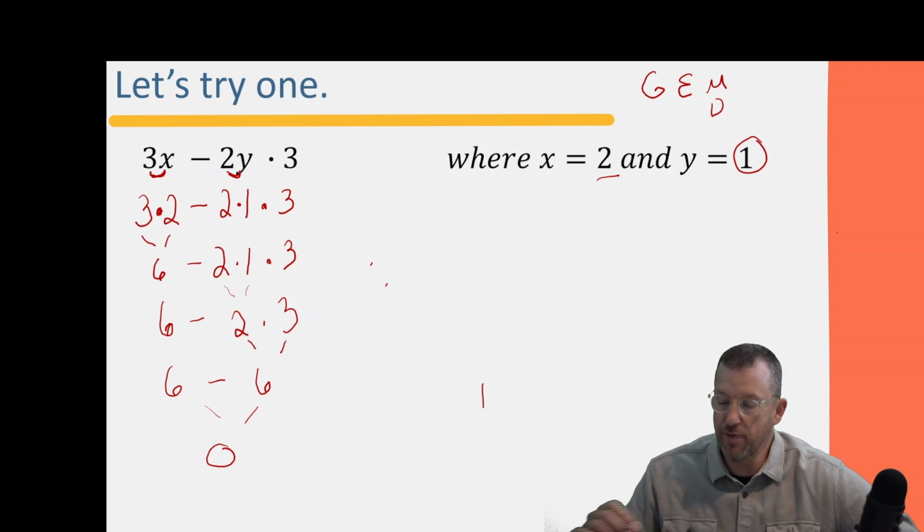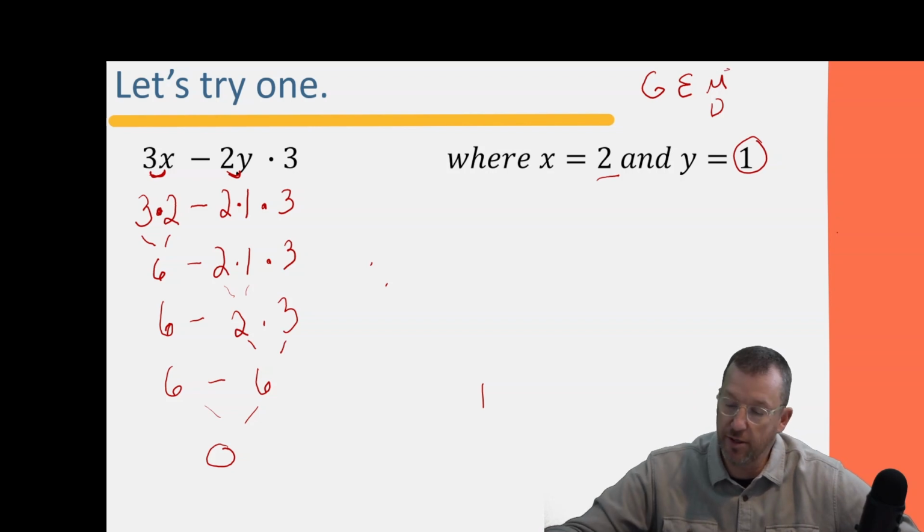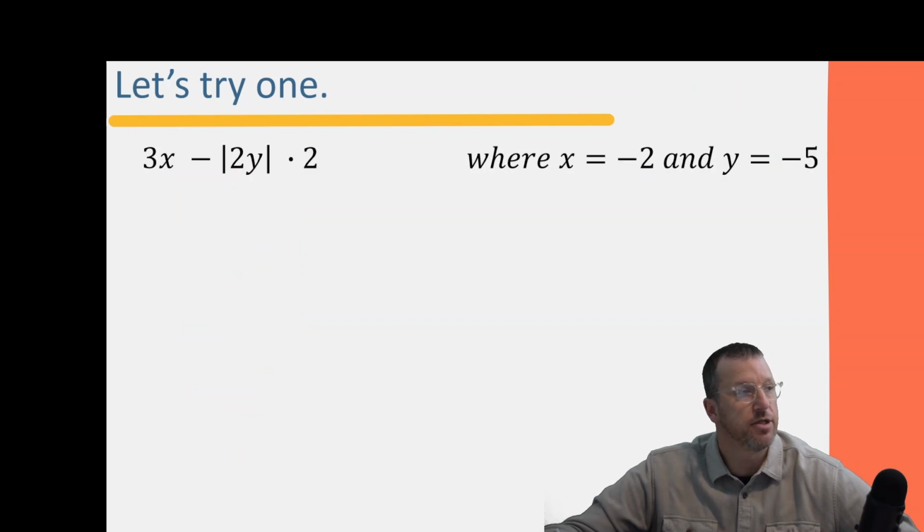So we used the replacement values, we plugged them in, and then we did GEMDAS, which was, there was no groupings, there was no exponents, we did all the multiplications, there was no division, and then we looked for addition and subtraction, and there was no addition, so we did subtraction. All right, let's go to the next one.